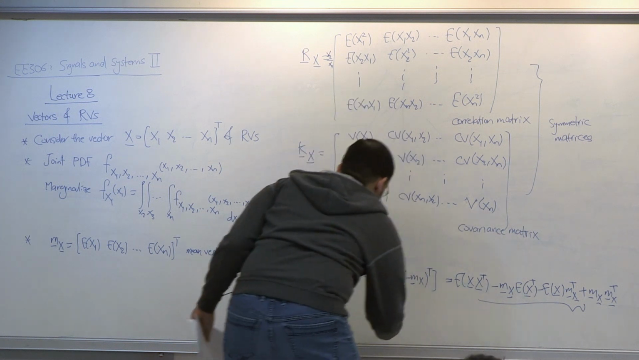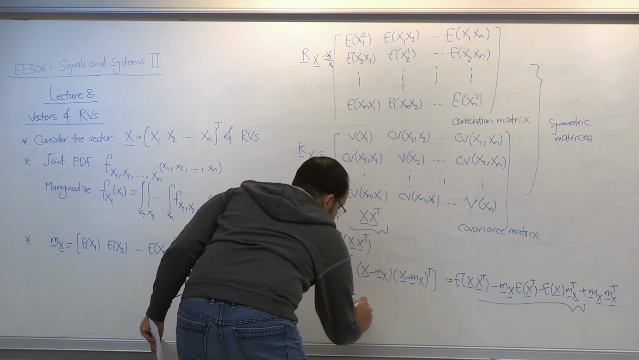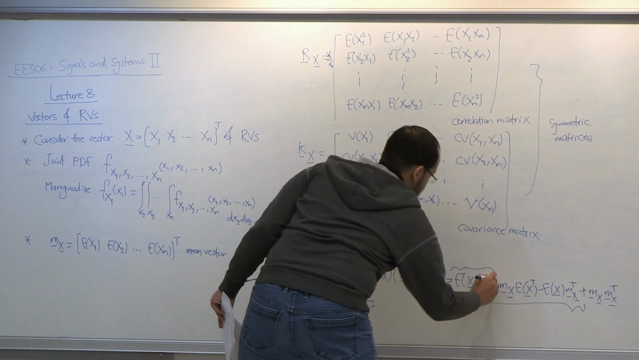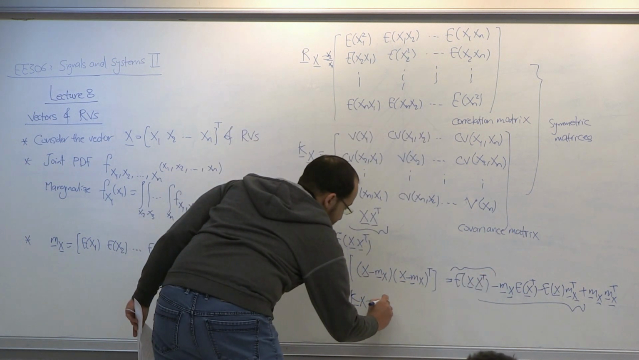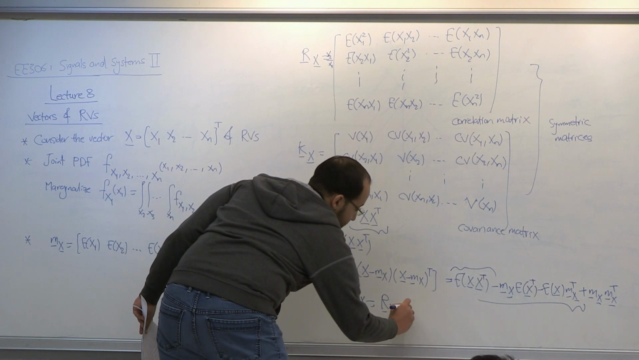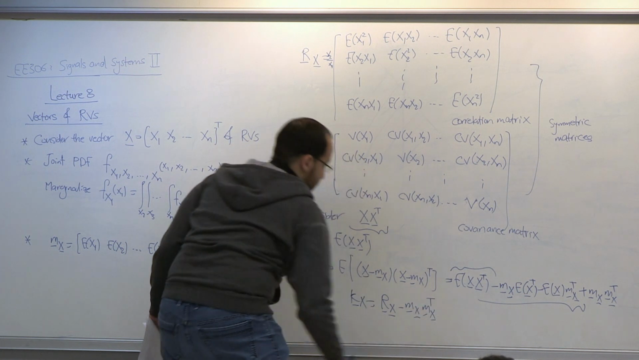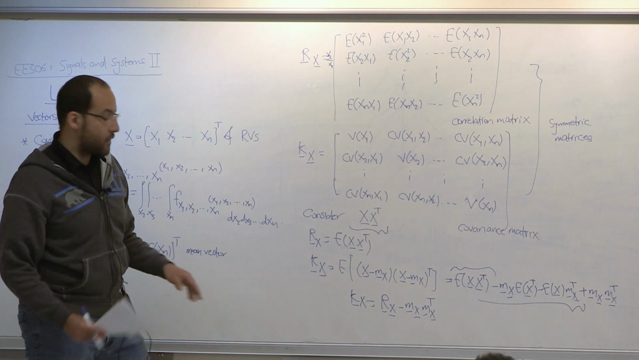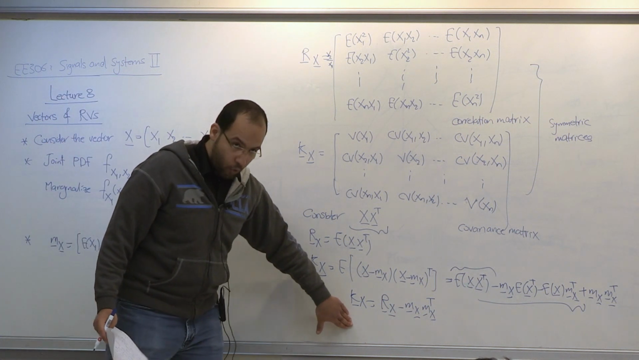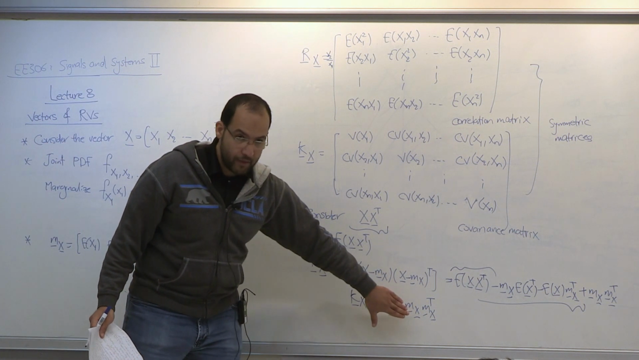So the final answer will be that Kx is, what is this? We just wrote it here. It is Rx minus Mx transpose. This is the relation between the covariance matrix and the correlation matrix.